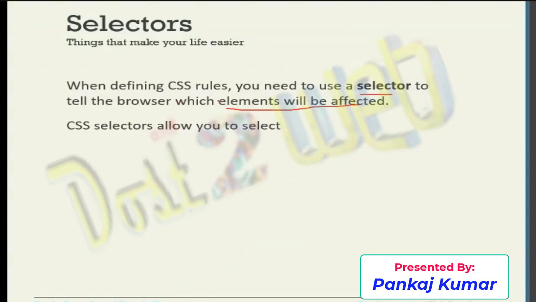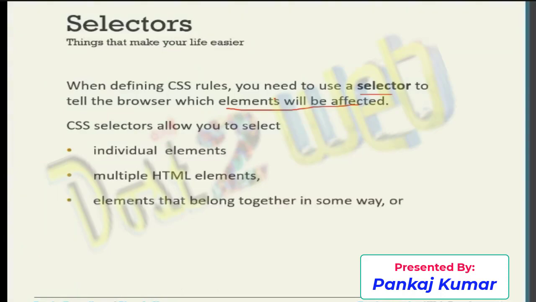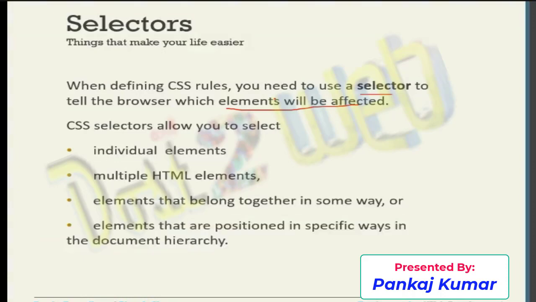CSS selectors allow you to select individual elements. You can have multiple HTML elements also. You can have elements that belong together in some way, or elements that are positioned in specific ways in the document hierarchy. It means that either you are defining for a particular paragraph.